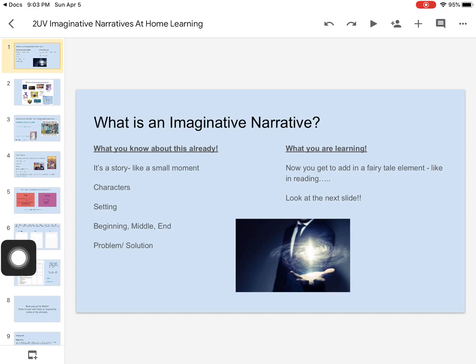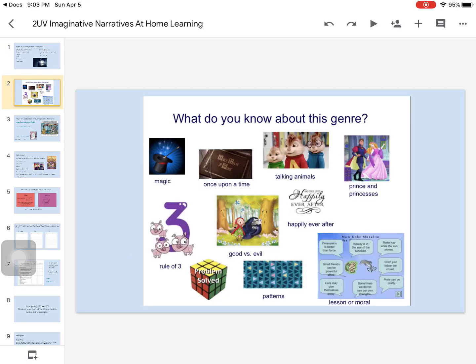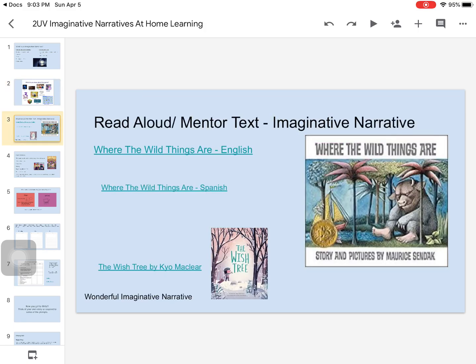And what is an imaginative narrative? So this week you are writing just like you wrote small moments, but this time it's using your imagination. It's not something about something real. So you can see we also have the same slide that's in our fairy tales. So what elements or things could you add to your imaginative narrative?